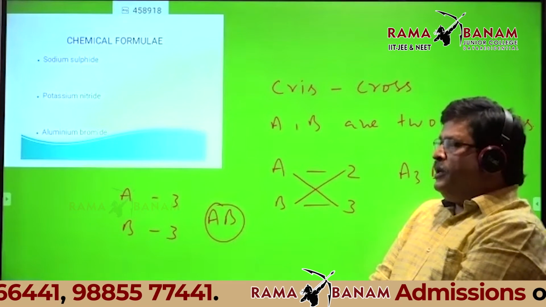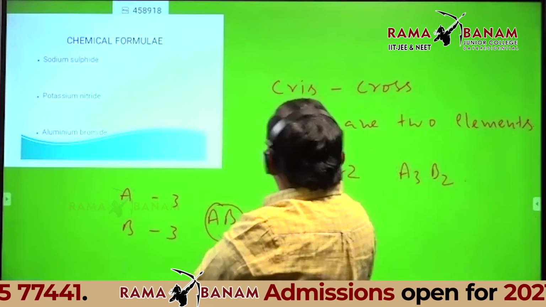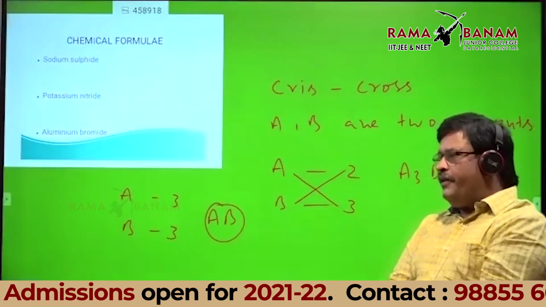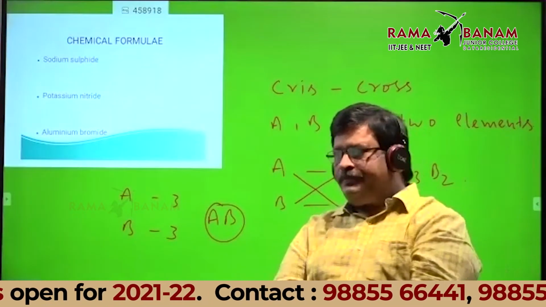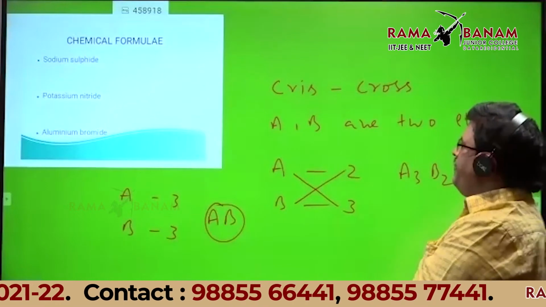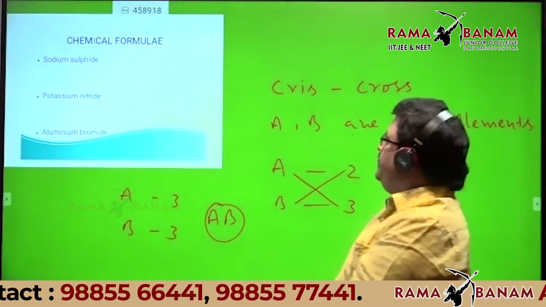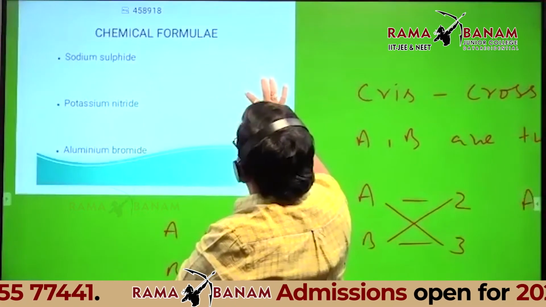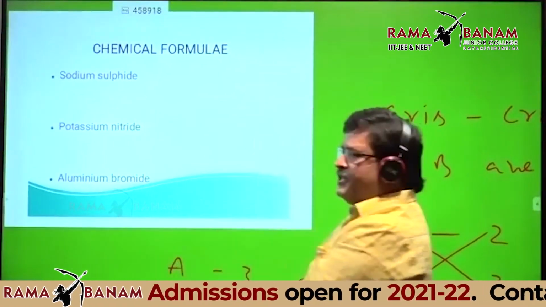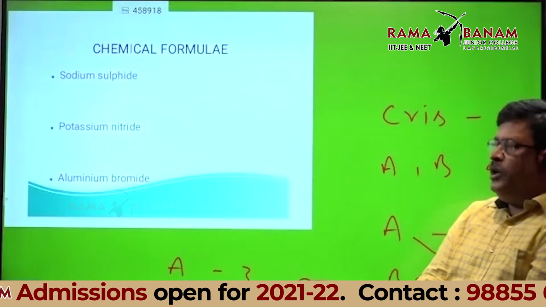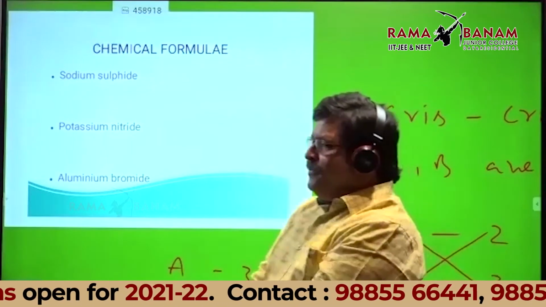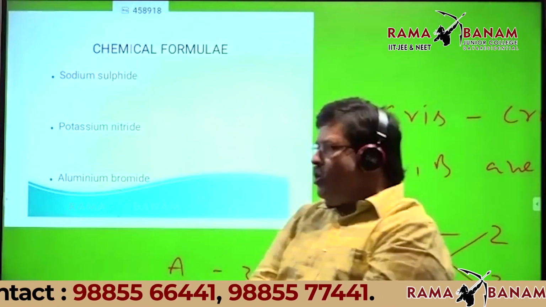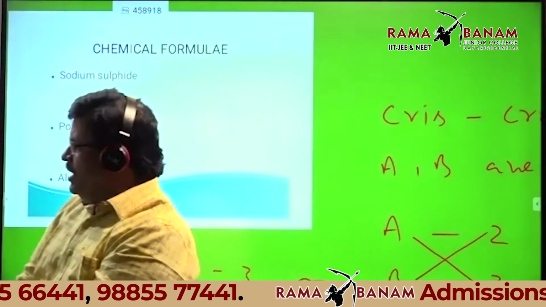I explain how to write the chemical formula of a compound formed between two elements or two ions. Now I have given a very first slide. I think it is visible to you all. I have given three in this. One is sodium sulfide, second one is potassium nitride, and third one is aluminum bromide. Is this visible to you all?